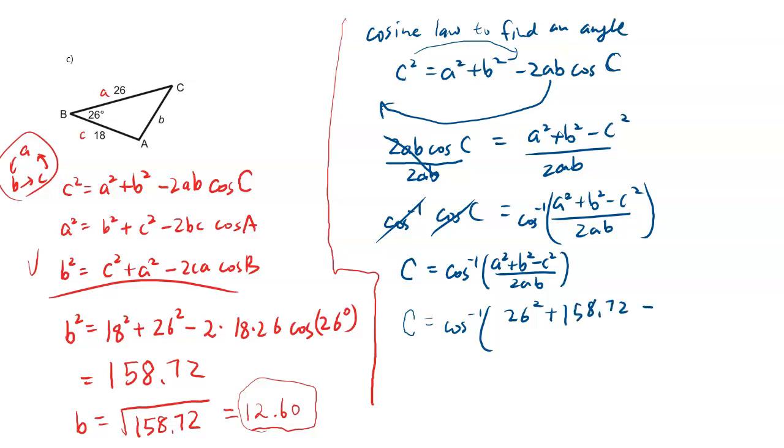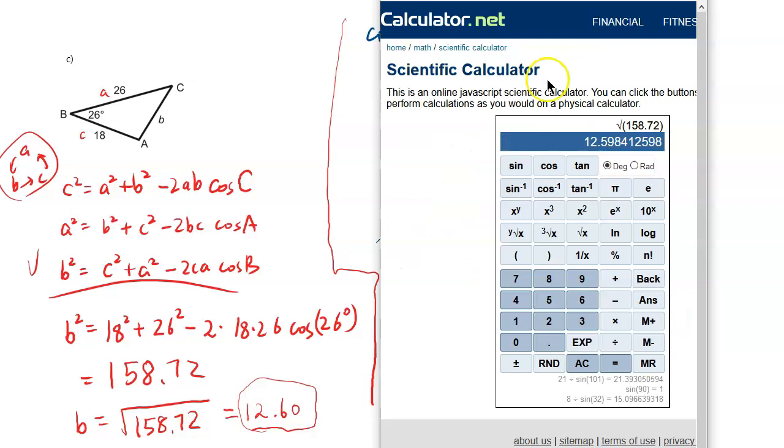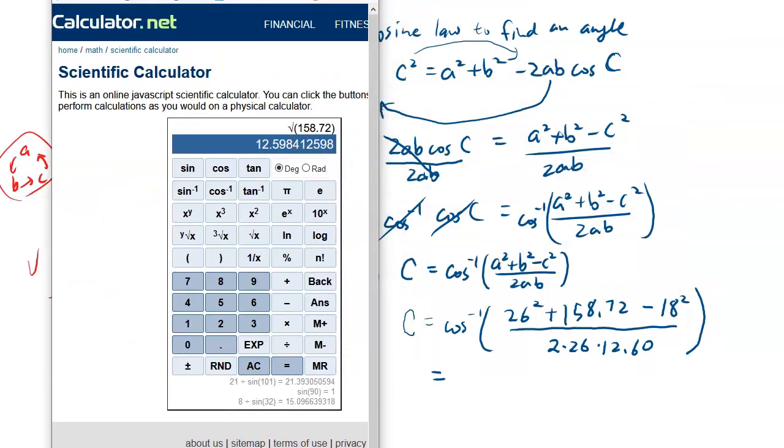Minus c squared. c is 18 squared, divided by twice of 26 times 12.60. You take this entire thing and take the cosine inverse. Okay, so that's going to give me the angle C. So let's try to put that on the calculator. It's quite ugly. Let's see.